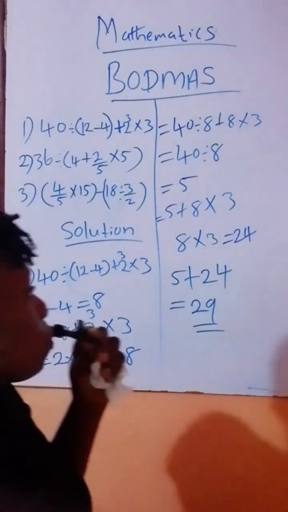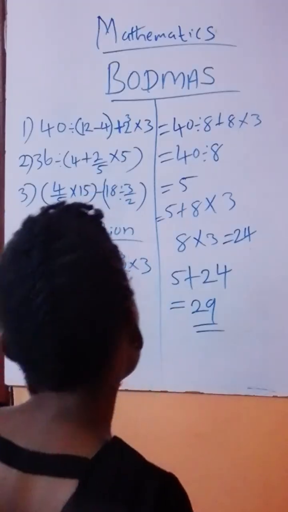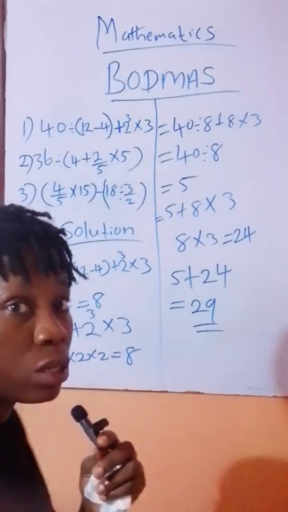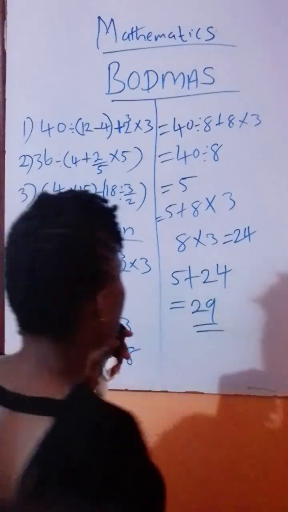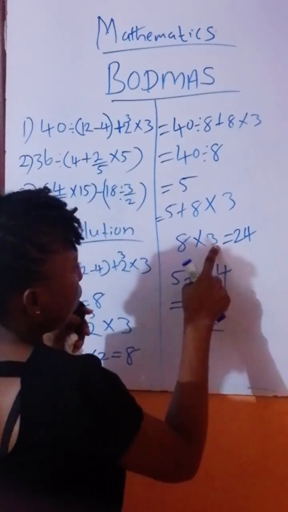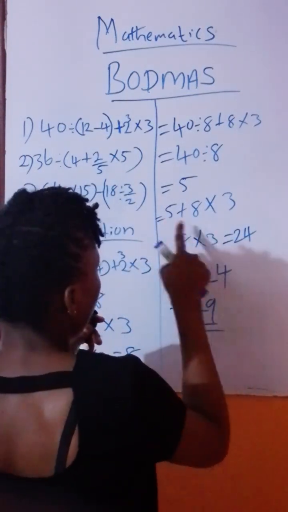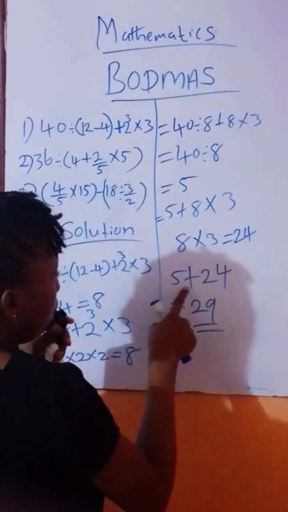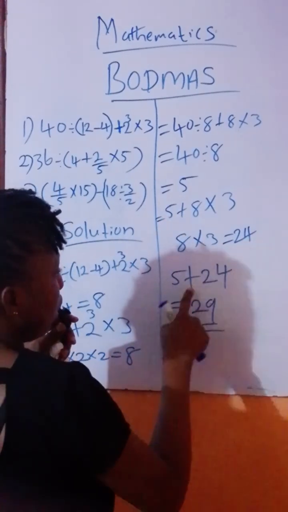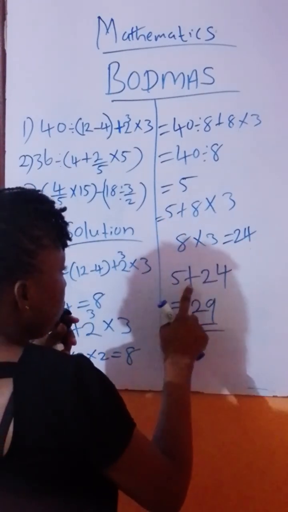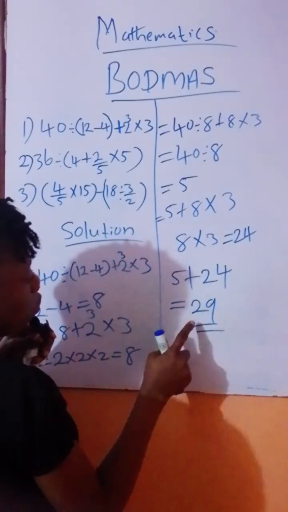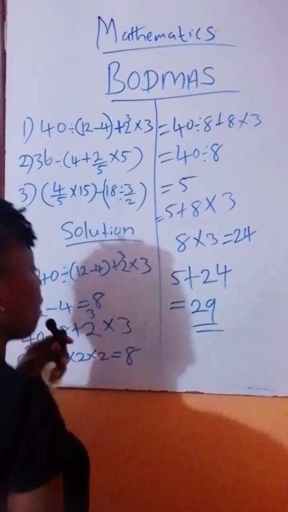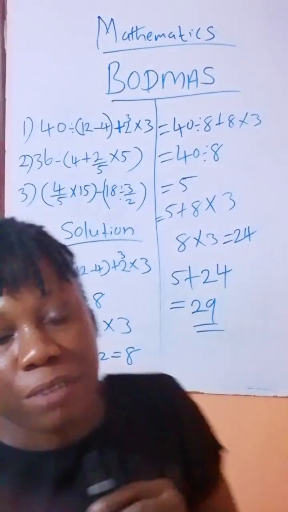What is the next thing to do according to BODMAS law? Multiplication comes first before addition. Then we say 8 times 3 will give us 24. We bring down our 5 here plus this 24 here. Then 5 plus 24 will give us 29. Our 29 is our final answer.